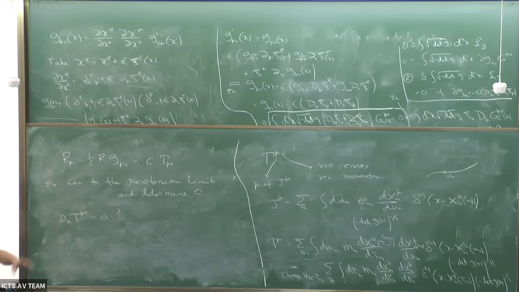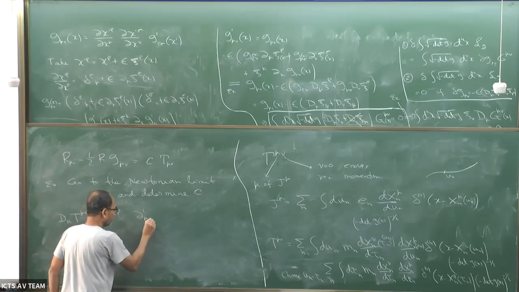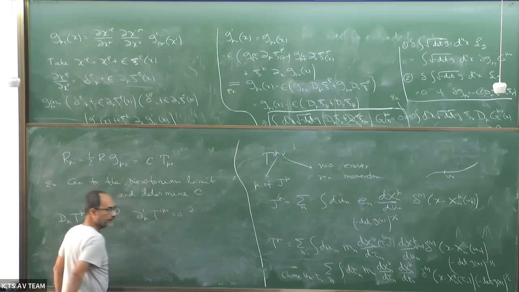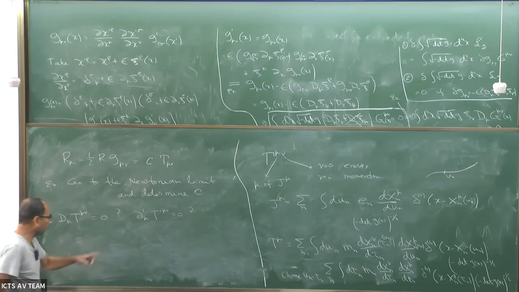Right? I just wrote down something, but is it 0 or not? Okay. So this we can check in the local inertial frame, because if it's 0 there, then it will be 0 in a general frame. It's a tensor equation. So remember how we proved this?